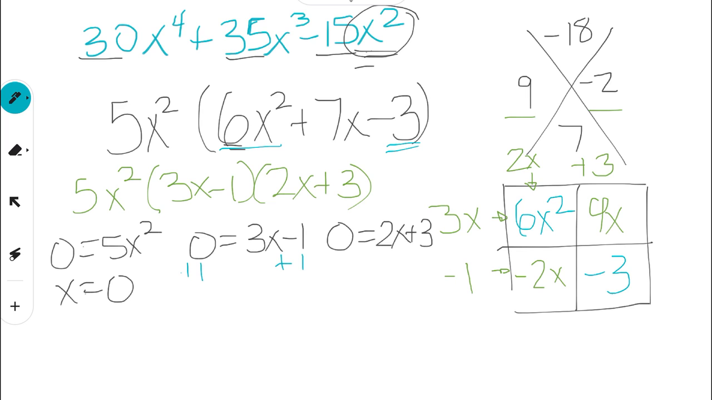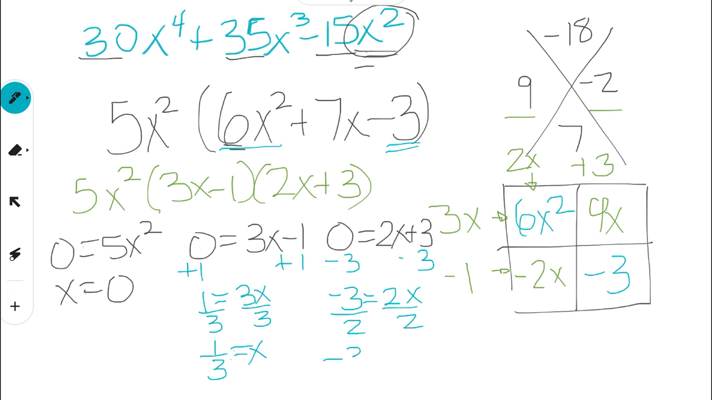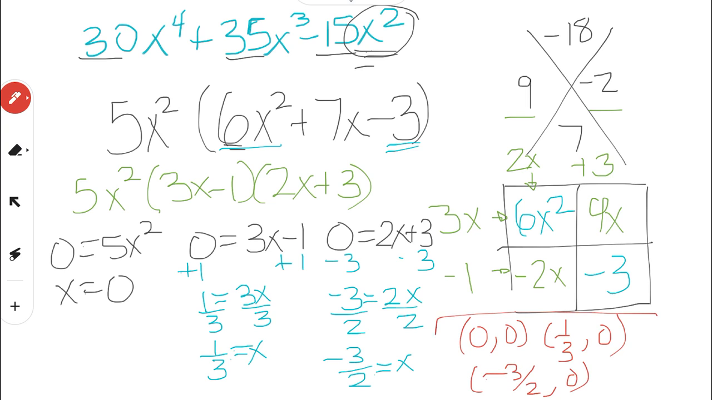So we're going to add 1 to both sides. 1 is equal to 3x. Divide both sides by 3, 1/3 is equal to x. In this case, we could subtract both sides by 3. -3 is equal to 2x. Divide both sides by 2, and -3/2 is equal to x. So we have 0, 0. We have 1/3, 0, and we have -3/2, 0. And these are 3 unique x-intercepts.